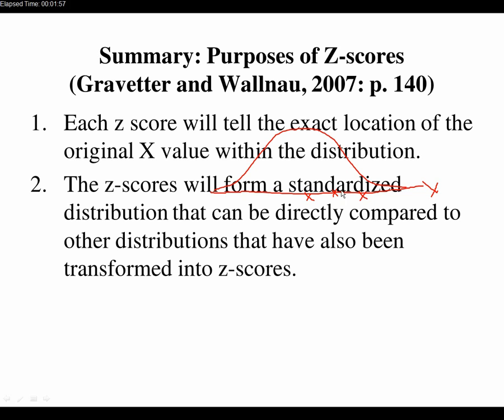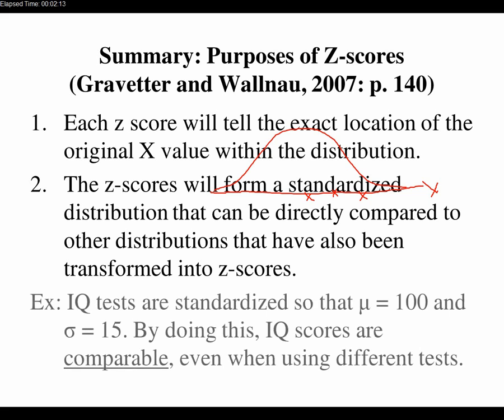The z-scores will form a standardized distribution that can be directly compared to other distributions that have also been transformed into z-scores. So if we have apples and we have oranges, we're transforming them both into z-scores. So we can now really compare apples to oranges. IQ tests are standardized. This is an example. IQ tests are standardized so that the mean equals 100 and the standard deviation is 15. So by doing this, IQ scores are comparable even when using different tests.